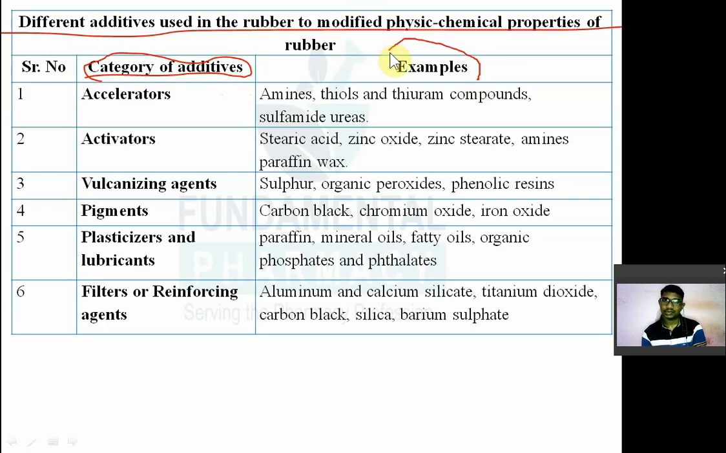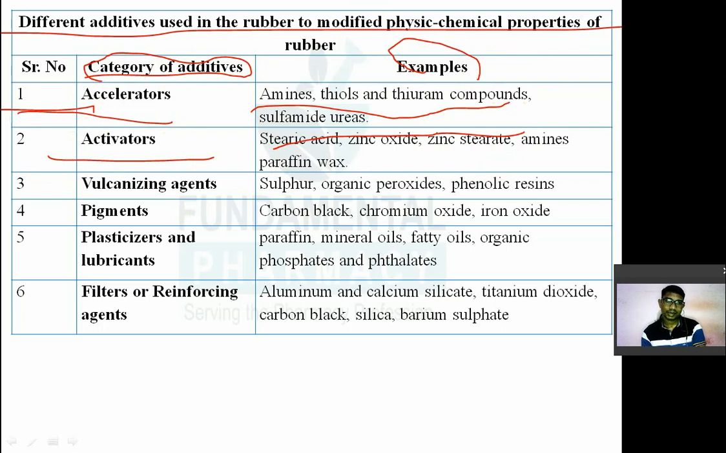Now the first one is accelerators. Accelerators: amines, thiol, thiuram compounds, sulfenamide and urea. These are used as accelerators to increase the speed of the vulcanization process. Now activators: stearic acid, zinc oxide, zinc stearate, amine, paraffin wax. They are used as activators.